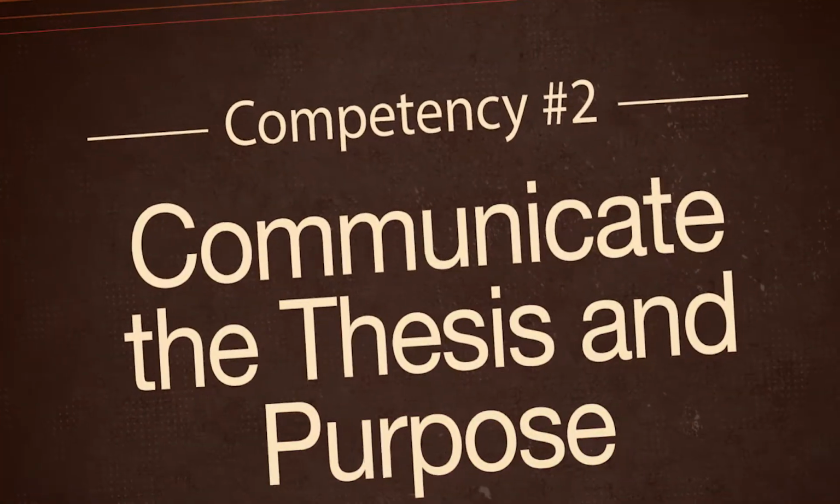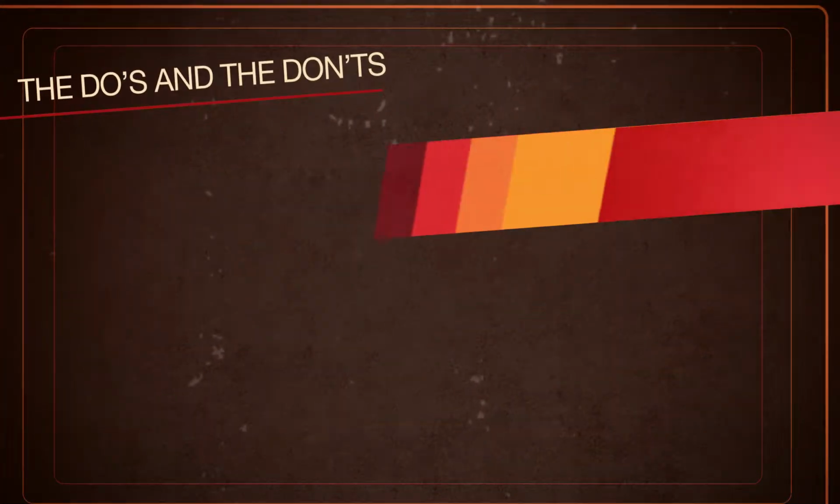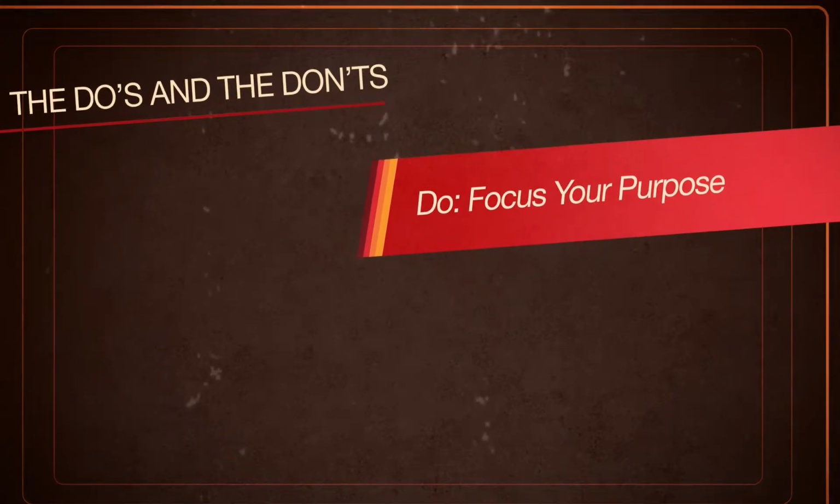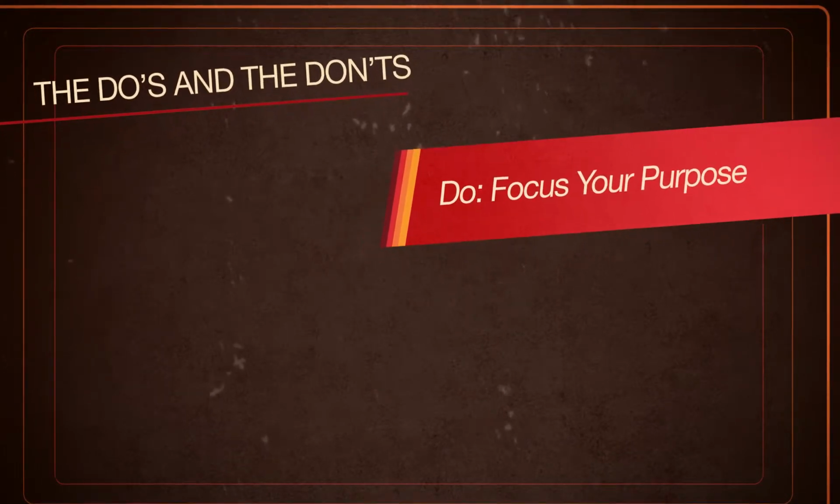Competency 2 is closely linked to the topic. It's about choosing and developing a thesis and a purpose for the speech that is really related to the topic itself. What's a thesis? What's a purpose? The thesis is why what you're talking about is important to that particular audience. And the purpose is what you're going to try to achieve in that particular speech. The big do, again, is to really focus the purpose, narrow it down, be sure that it's focused.